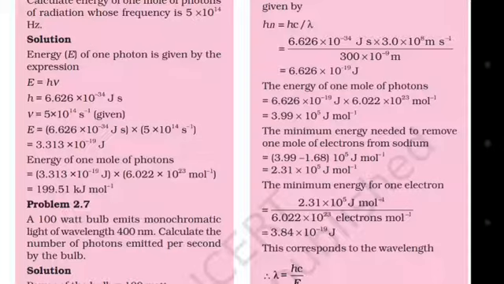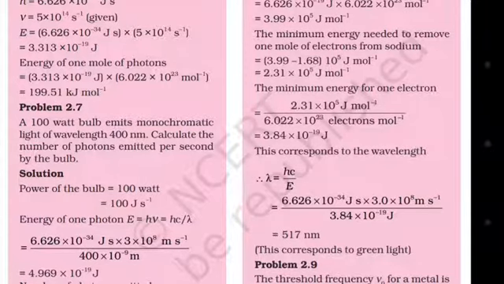E is equal to 6.626 into 10 to the power minus 34 joule second times 5 into 10 to the power 14 per second, which is equal to 3.313 into 10 to the power minus 19 joule. Energy of 1 mole of photons is equal to 3.313 into 10 to the power minus 19 joule times 6.022 into 10 to the power 23 per mole, which is equal to 199.51 kilojoule per mole.